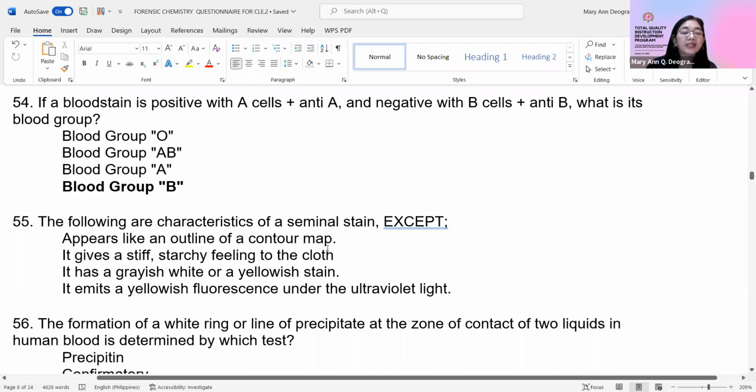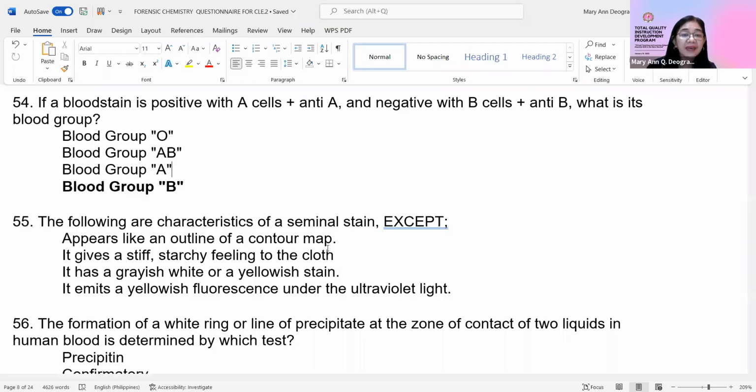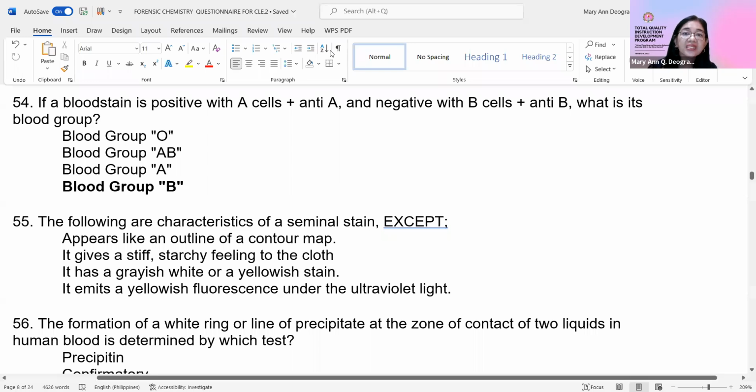Because what we apply here is the indirect technique. Ito. The following are characteristics of a seminal stain except: it appears like an outline of a contour map; it gives a stiff, starchy feeling to the cloth; it has a grayish white or a yellowish stain; it emits a yellowish fluorescence under the UV light. Which of the four is not a characteristic of a seminal stain?